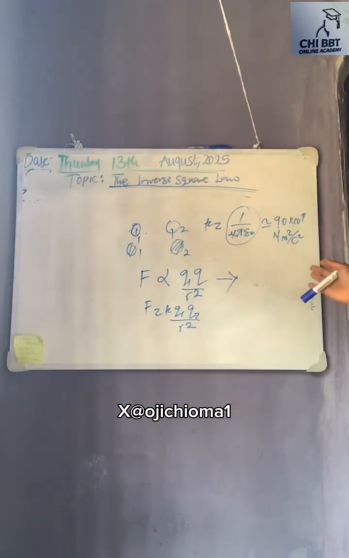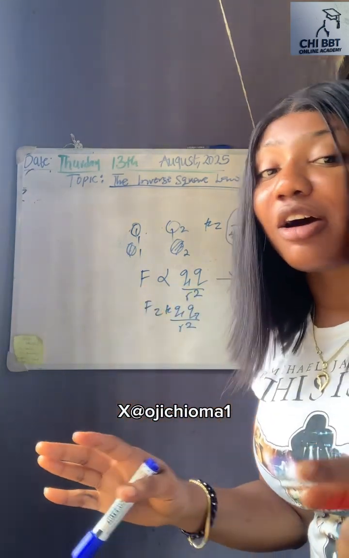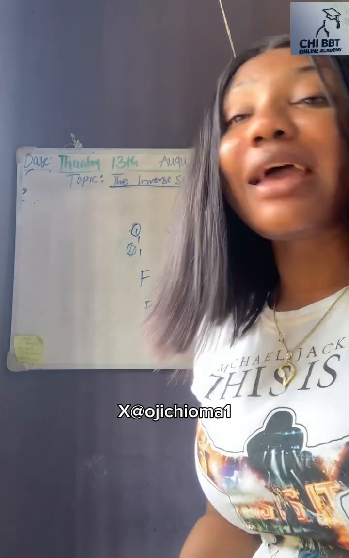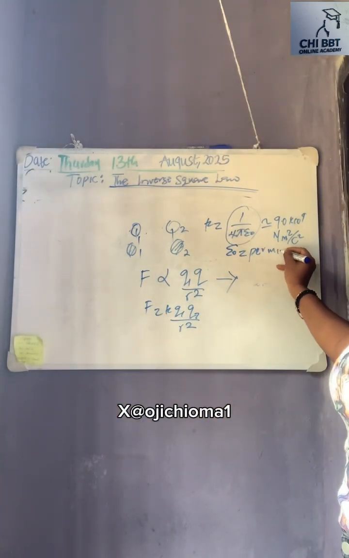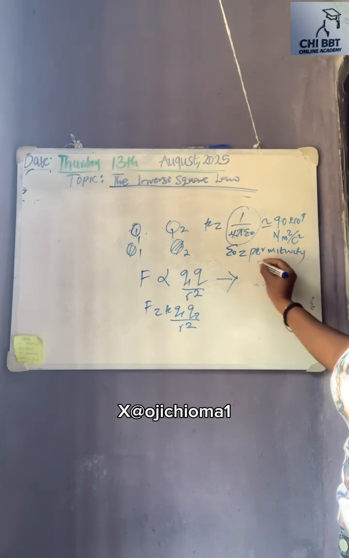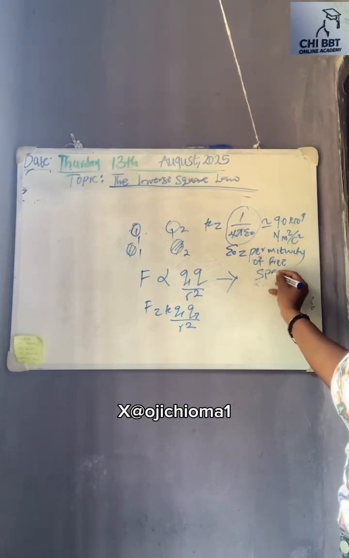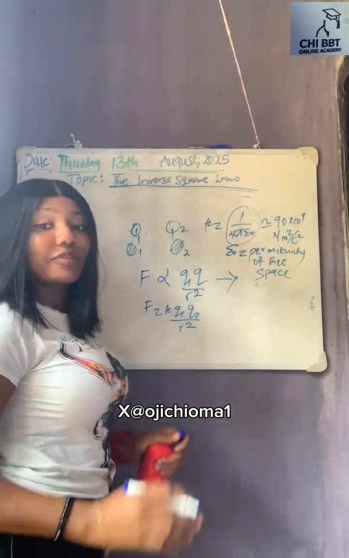Let me briefly prove to you how we got this, so you don't keep asking yourself how they got 1 over 4 pi epsilon naught, where epsilon naught is the permittivity of free space. Permittivity of free space.